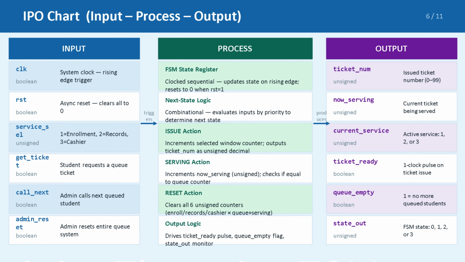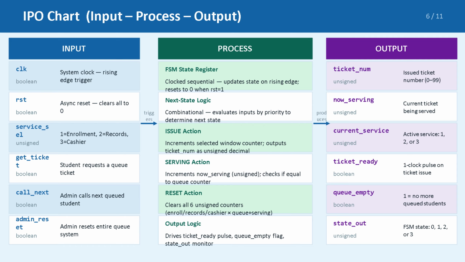The input, process, output chart gives a complete functional specification of our system. The 6 inputs are clock, reset, service select, get ticket, call next, and admin reset. These trigger 6 core processes inside the module. First, the FSM state register, a clock sequential process that updates the current state on every rising edge. Second, next state logic, a purely combinational process that evaluates inputs and priority to determine the next state.